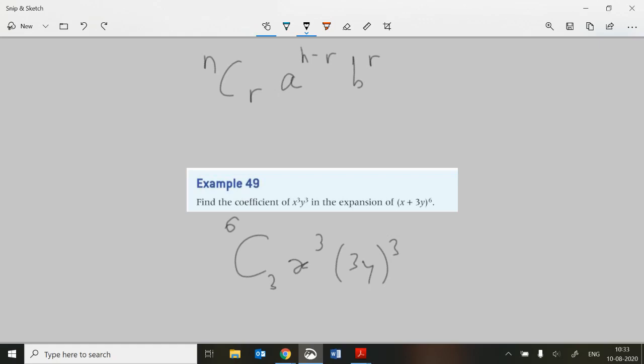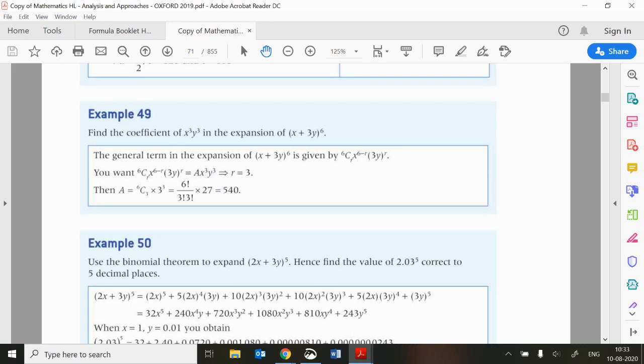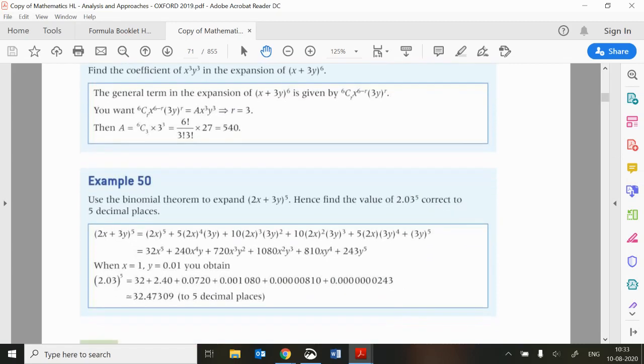We've got 6 choose 3 is 20. We've got x cubed and times, my dot for my times, 27 y cubed. And then, of course, you can simplify that one. So 20 times 27. That's an easy question, in fact. Okay, let's have a look. Yes, that's the same as that.